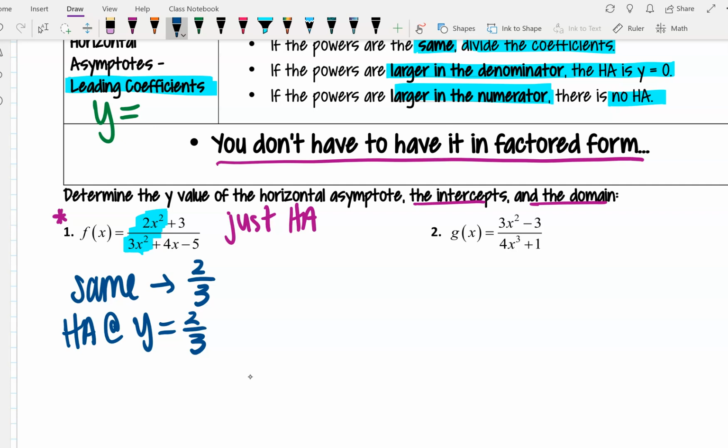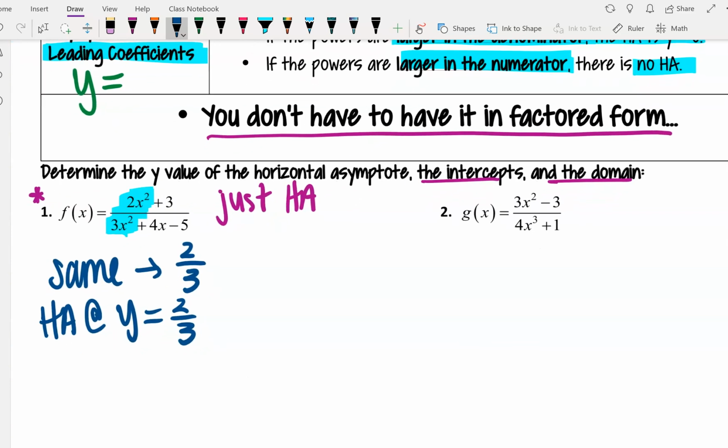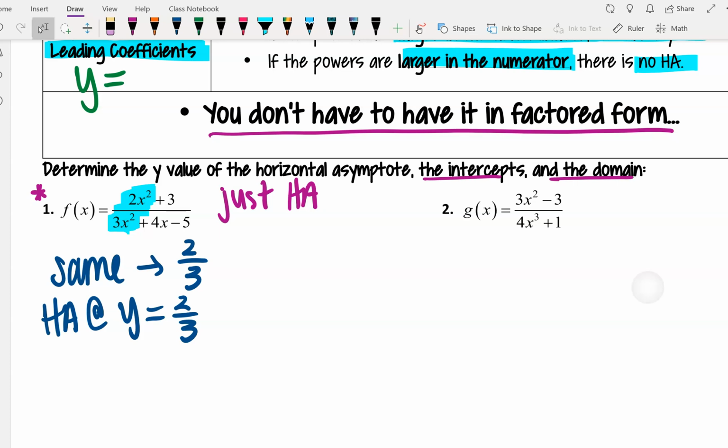Actually, we're only going to do intercepts. We're not going to do domain. We'll probably do domain for 3 and 4. So here for intercepts and horizontal asymptote, let's find our x and y's first, and then we'll find our HA.